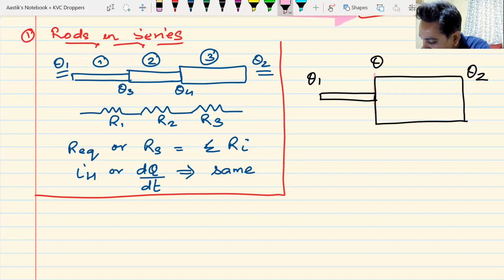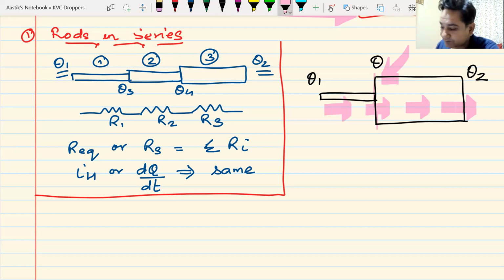Do you understand the interface? This is known as the interface. This theta is the temperature of the interface. Heat, I assume, is flowing like this.